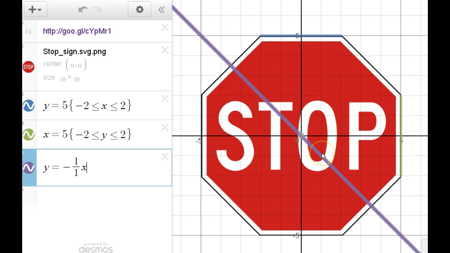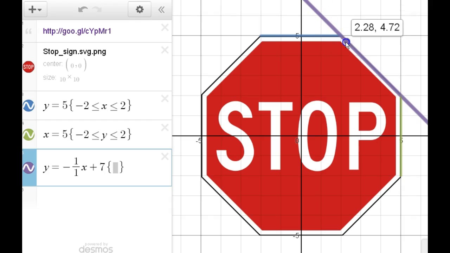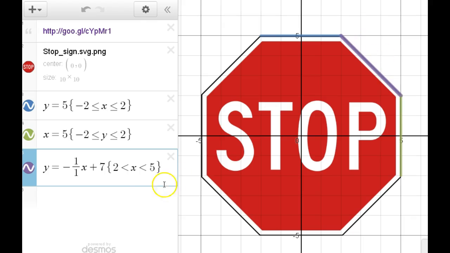It's way down here, so maybe 6, not quite. Maybe 8, that kind of overshoots it. And then 7. There you go. That gets the side, and then we can use the domain or range and say it's from x, we're looking at the x-axis, so it's going to be from 2 to 5 here, and then you can put in that domain. There you go, and then you get the corner.